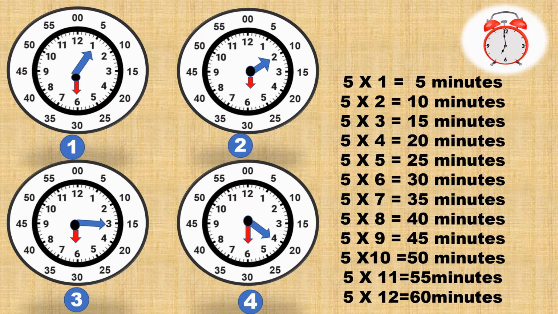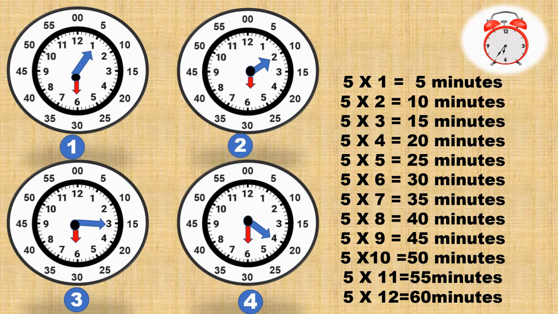For example, 5 ones are 5 minutes. 5 twos are 10 minutes. 5 threes are 15 minutes. 5 fours are 20 minutes. 5 fives are 25 minutes. 5 sixes are 30 minutes. 5 sevens are 35 minutes.